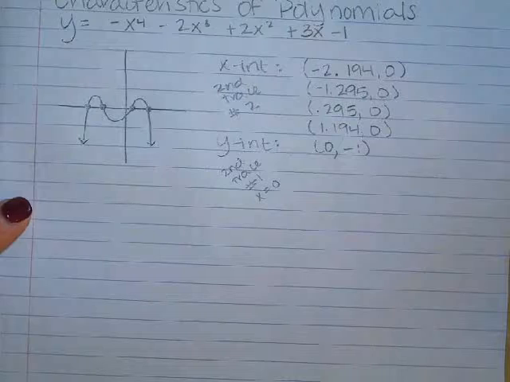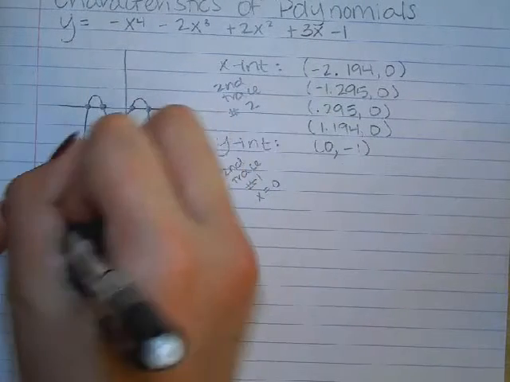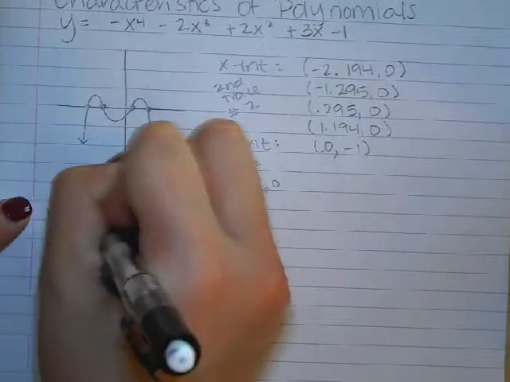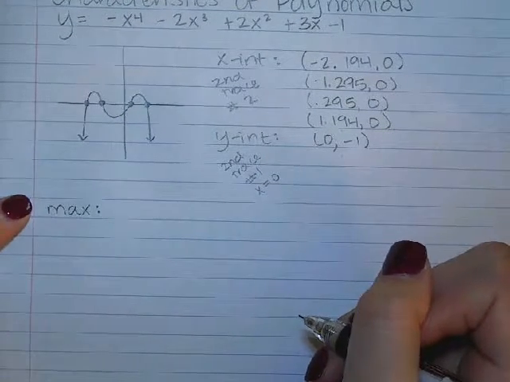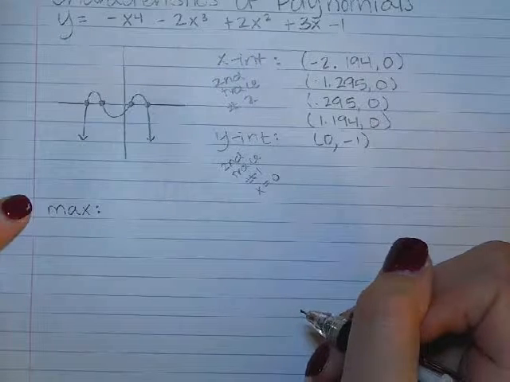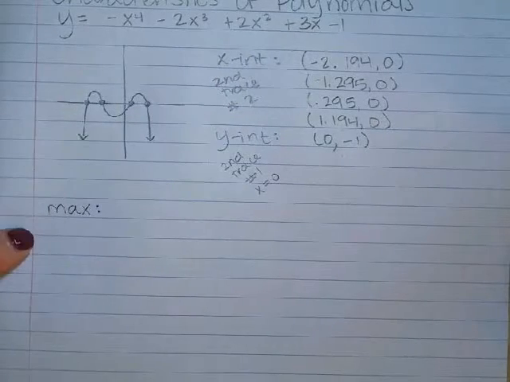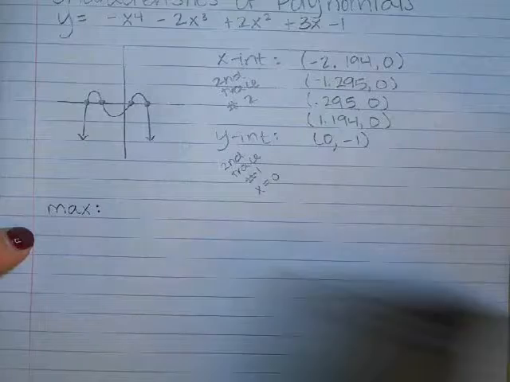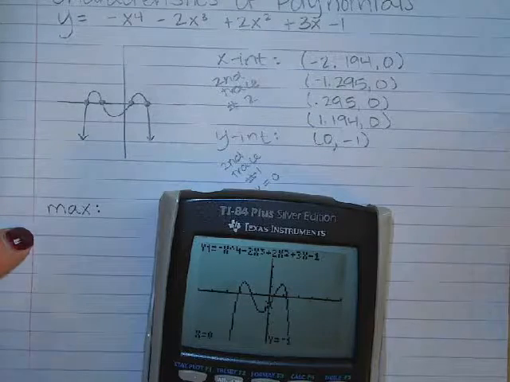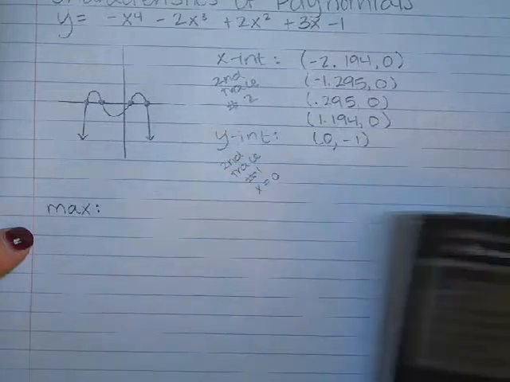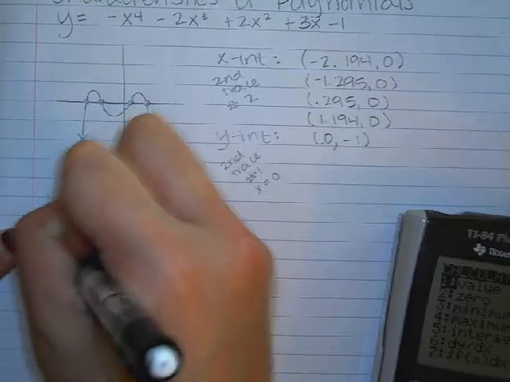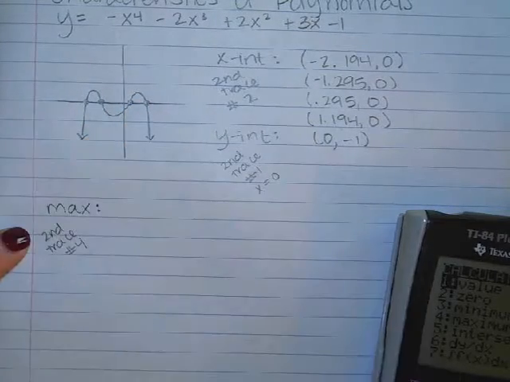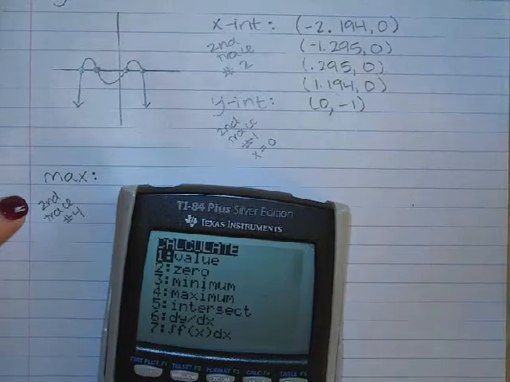We're also going to go ahead and look for maximums and minimums. So if you guys remember, a max will look kind of like a mountaintop. And if we look at this picture, we actually have 2 of them. So we're going to find a max twice. So how do I find a maximum? Second trace number 4. Okay, so maximum, second trace number 4. We're going to have 2 answers for this one.